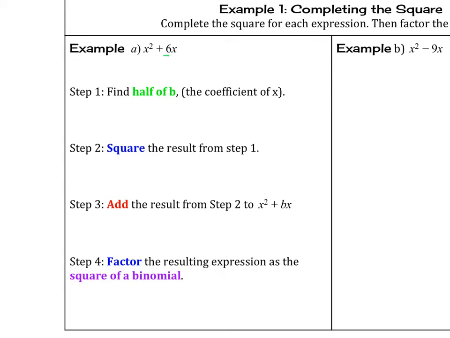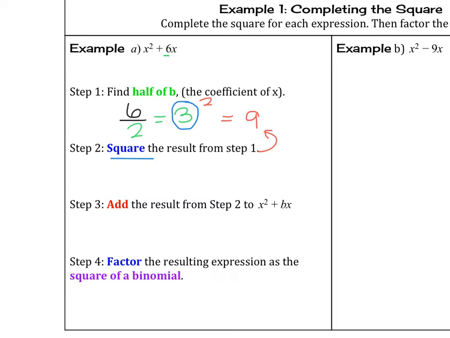So we're going to take 6 and divide that by 2. That's half of b, so that is 3. Then we're going to take 3 and square the result from step 1. I'm going to circle 3 because that's important to us. So 3 squared is 9. Okay, so that's the second step.